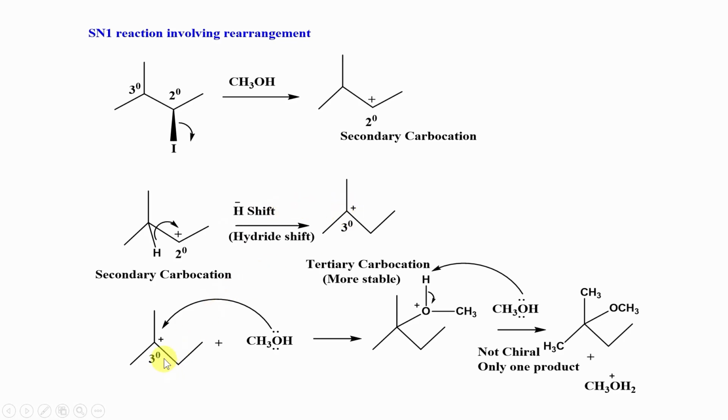After the formation of tertiary carbocation, the nucleophilic attack takes place on the tertiary carbocation in the second step, forming this protonated alcohol first, and then proton transfer to the methyl alcohol takes place, forming the product. Okay, that is the rearrangement reaction usually taking place in SN1 reaction.